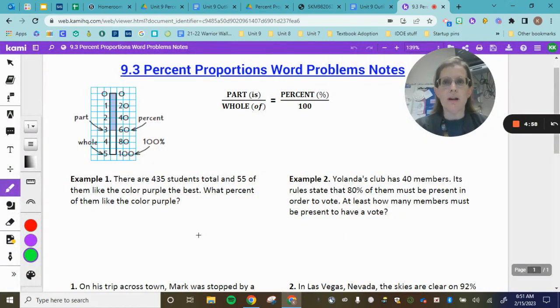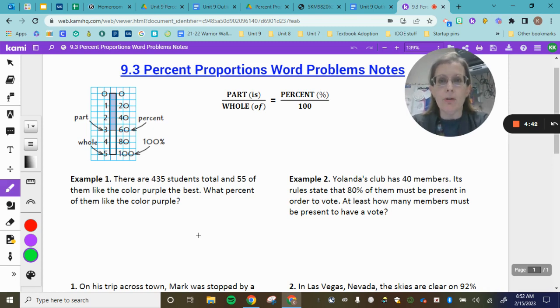Today we're in Unit 9, Lesson 3, and we are going to now talk about some word problems with proportions. It's still the same proportion frame that we used. There's still is over of. It's still percent on top over 100%.